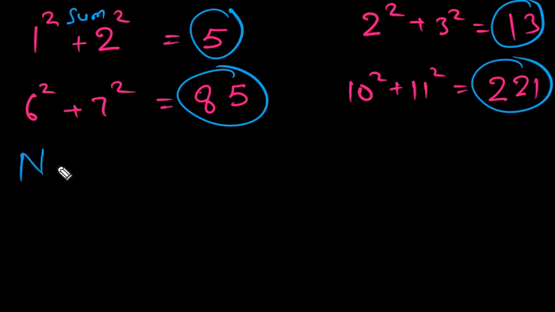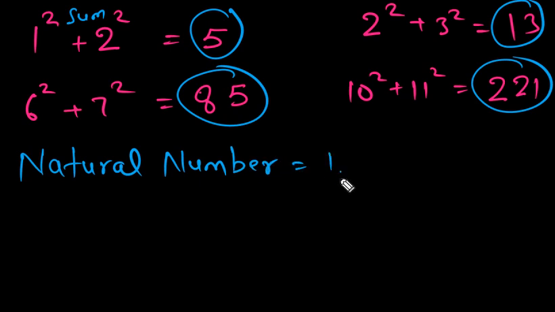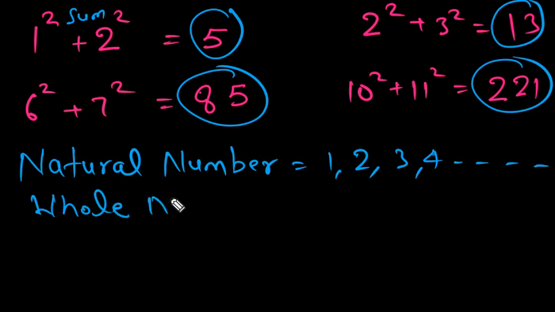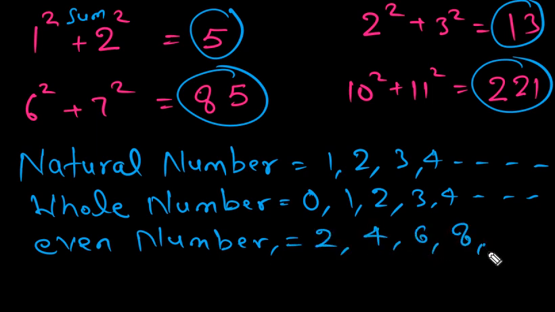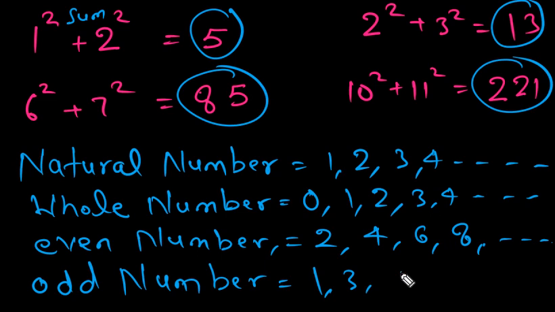What is a natural number? 1, 2, 3, 4. These are the natural numbers. What is a whole number? 0, 1, 2, 3, 4. What is an even number? 2, 4, 6, 8, or any number ending with these numbers. What are odd numbers? Any number ending with the odd digits is an odd number, and this is an even number.